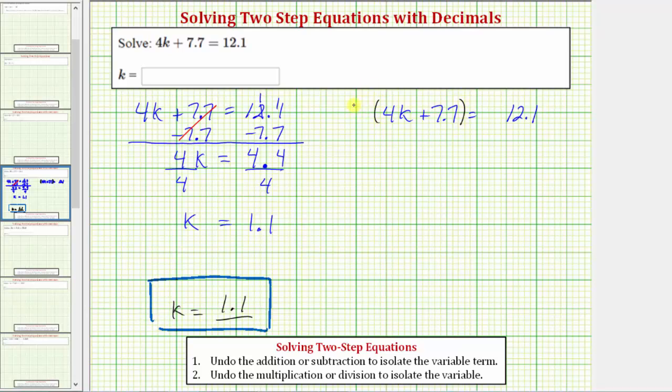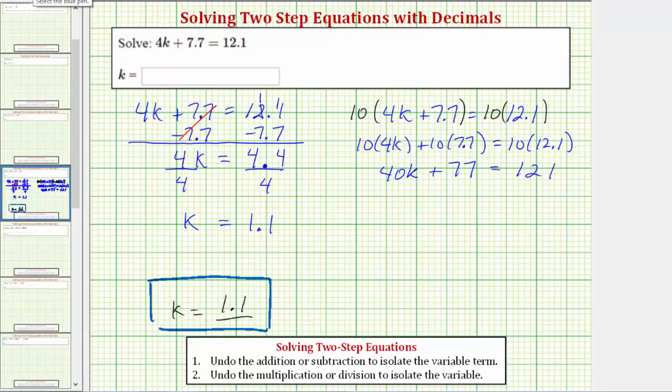We'll multiply the left side by 10 and the right side by 10. And let's go ahead and show each product. We would have 10 times 4k plus 10 times 7.7 equals 10 times 12.1. So here we have 10 times 4k, that's 40k, plus 10 times 7.7 is 77. Notice how by multiplying by 10, we eliminated the decimal, and 10 times 12.1 is 121. Notice now the equation does not contain any decimals, and the solution to this equation will be the same as the solution to the original equation.